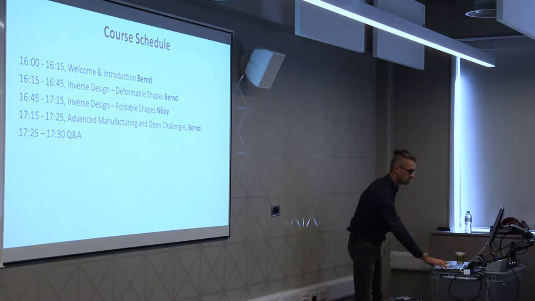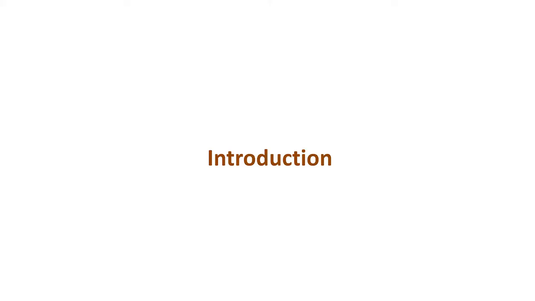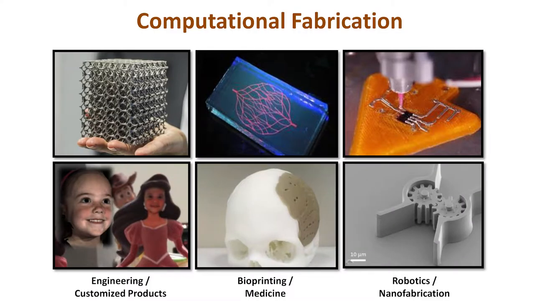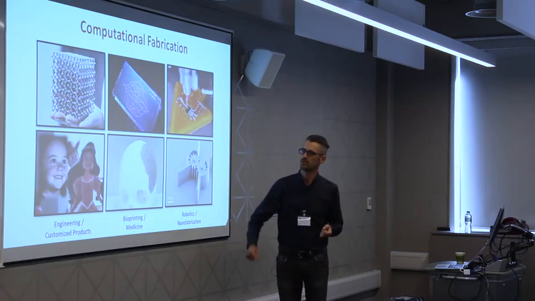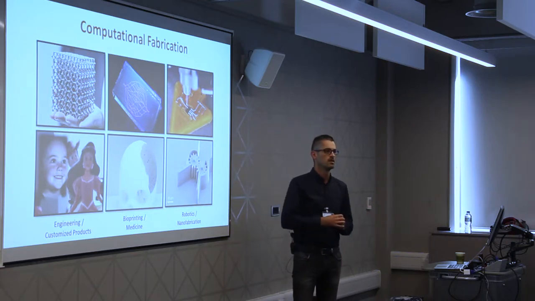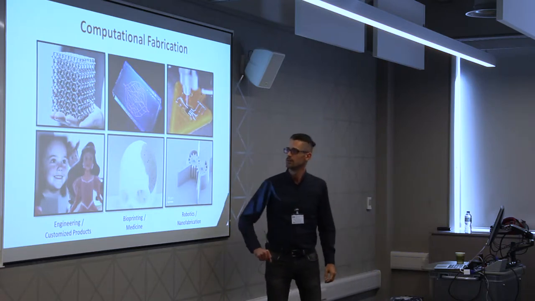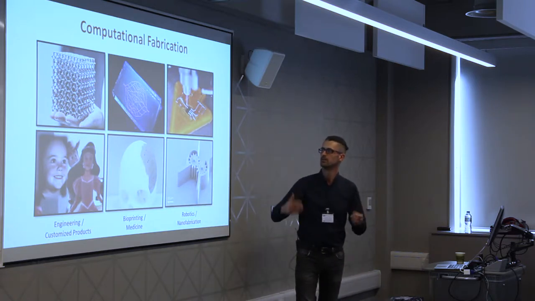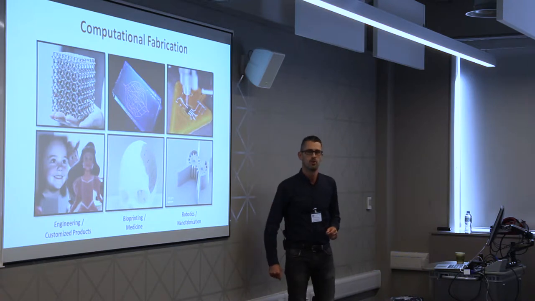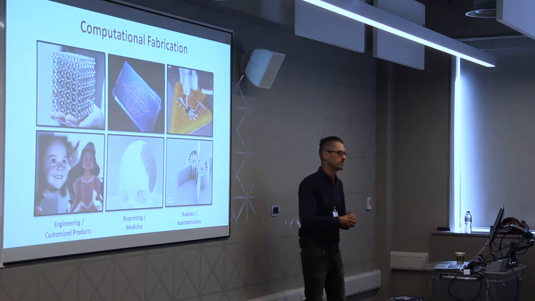So let's start with the introduction from a very general point. First of all, as I guess you all know, additive manufacturing methods provide really revolutionary possibilities to fabricate geometrically very complex objects, multi-material objects that are useful for a very broad range of areas. One is, for example, in engineering, simply to make these quite complex objects here for creating customized products. There are very interesting applications in the area of, for example, medicine or also bioprinting, a little bit more in the future, but also robotics and nanofabrication, just to name a couple of application areas.